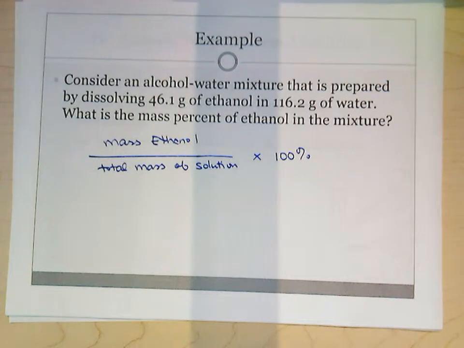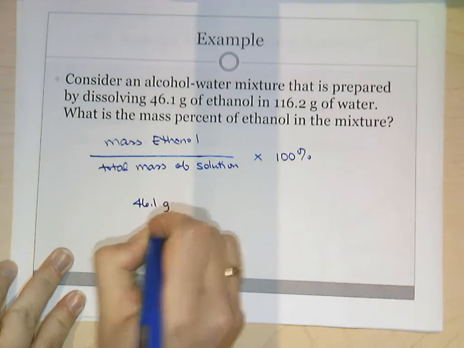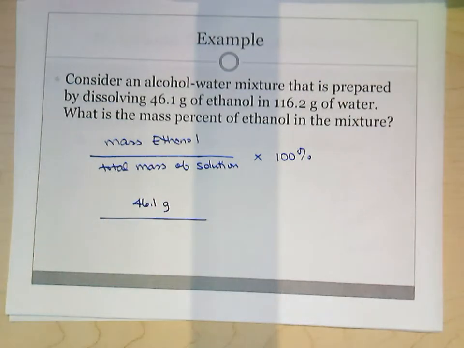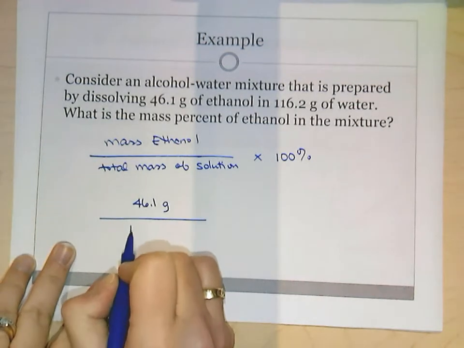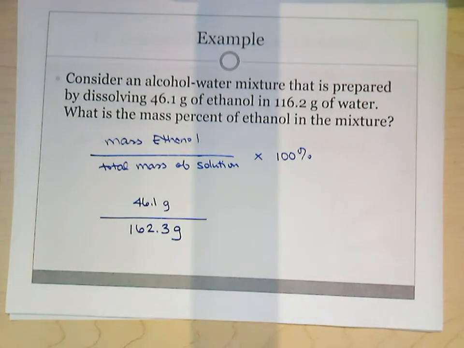All right, so the mass of ethanol was given in the problem. How do we go about finding the total mass of the solution? Add them together. Good, just warming up. So if we add them together, that total mass should come out to be 46.1 plus 116.2. So far, so good?